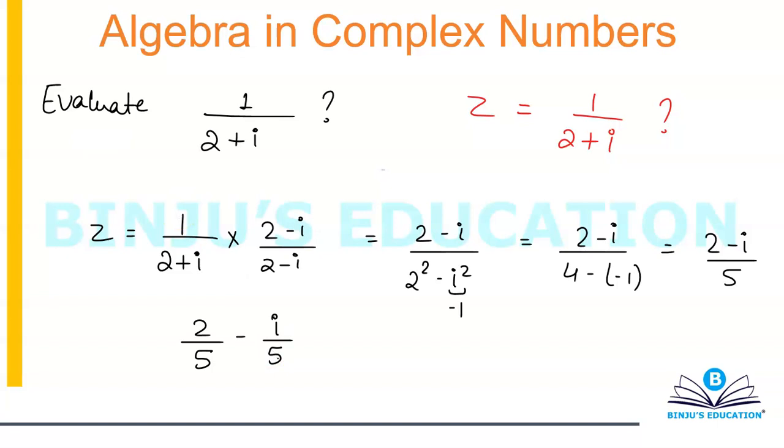Or you can write it this way also: 2 by 5 plus iota into minus 1 by 5. So the real part is 2 by 5 and the imaginary part is minus 1 by 5. That's the reason why you can't have iota in the denominator, because then you can't figure out the real part and the imaginary part.